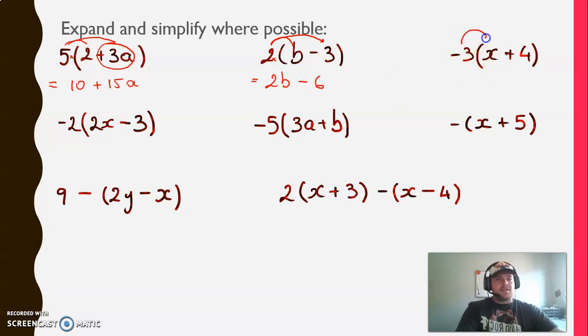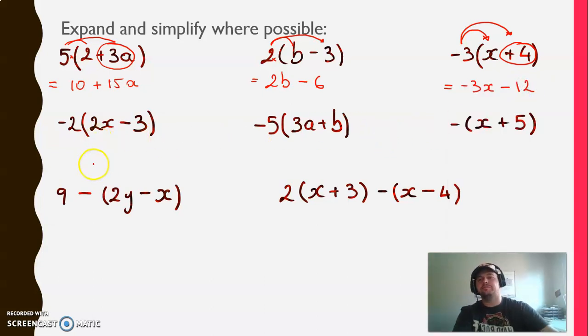Here we have minus 3 times x, so it's minus 3x, and then circle these just to make sure you don't make any mistakes with the sign. Minus 3 times 4 is 12. Again, observe how the minus outside the brackets has changed the signs of these two terms over here.